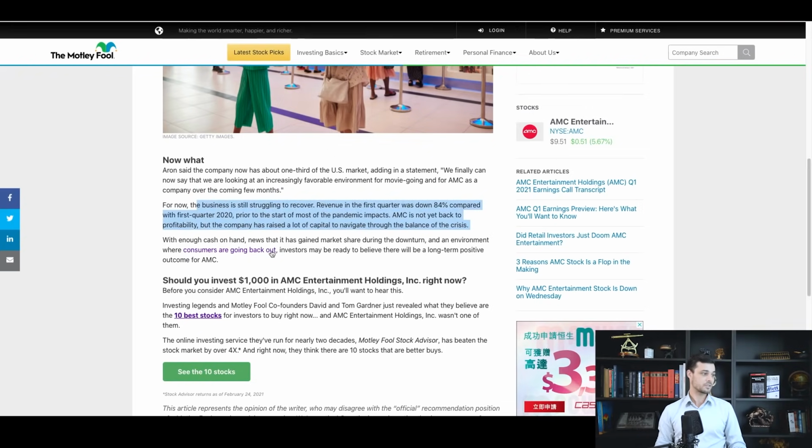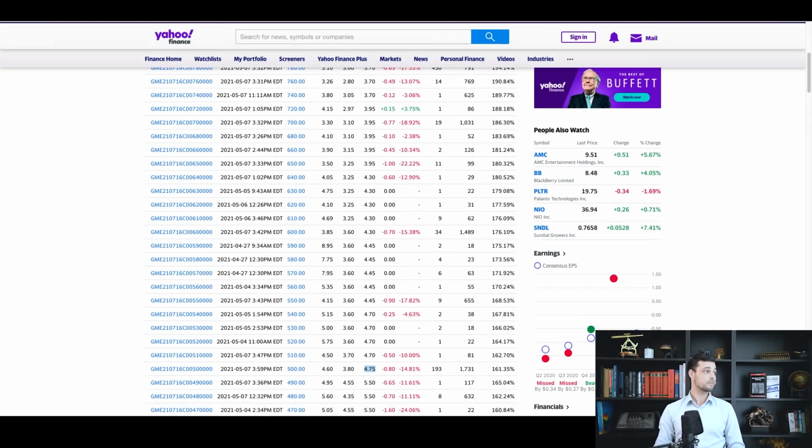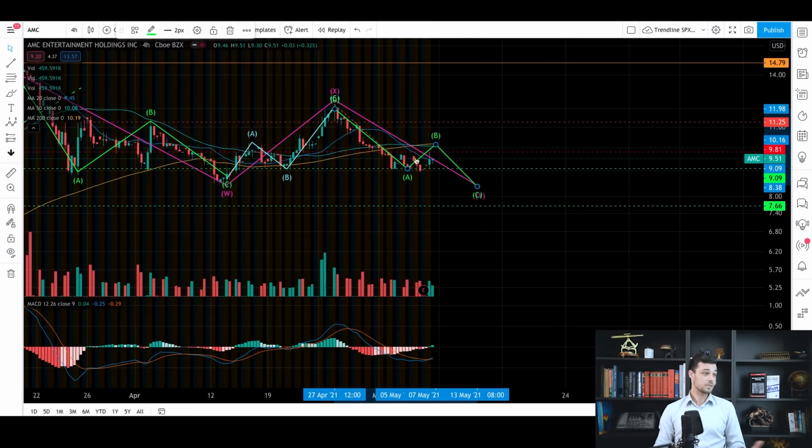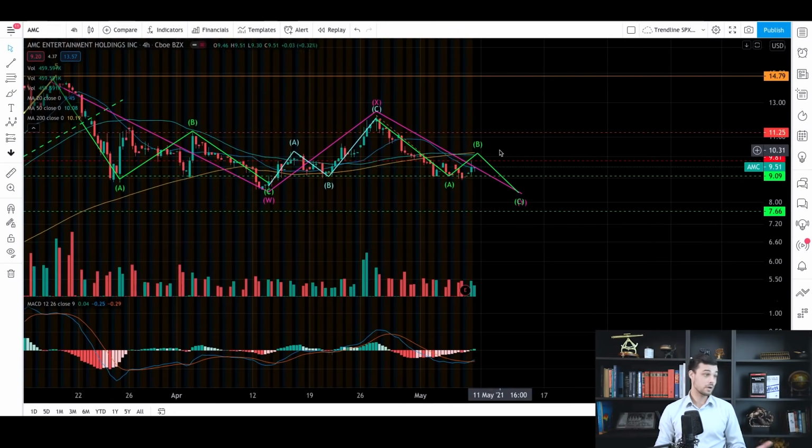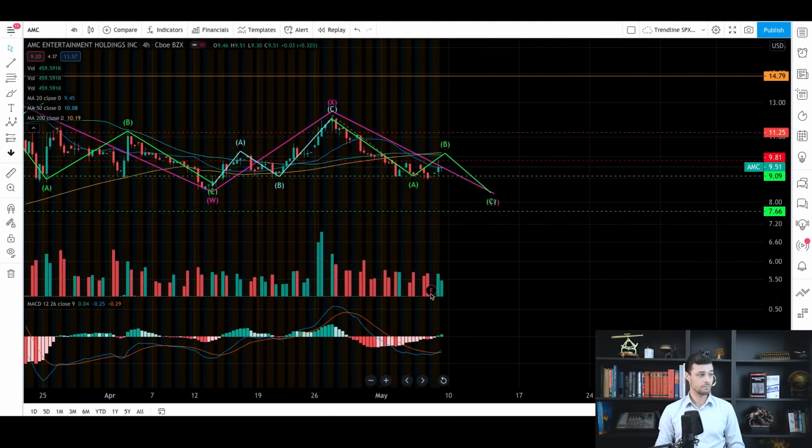With enough cash on hand, news that it has gained market share during the downturn, and an environment where consumers are going back out after the COVID crisis, investors may be ready to believe there will be a long-term positive outcome for AMC. So this is the bullishness we're having here. That's what I was expecting. So of course you have news that helps us, but we would have this B wave anyways, guys. That's how the price action is developing.